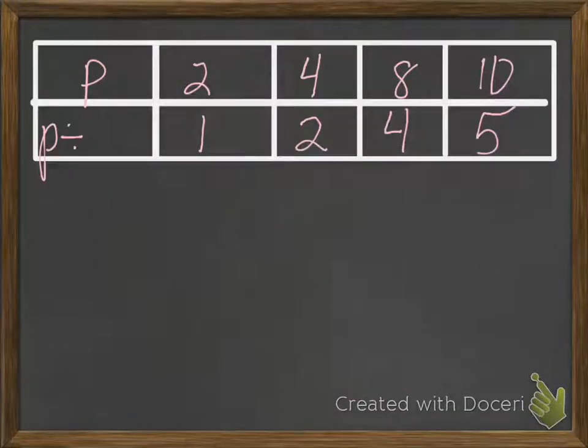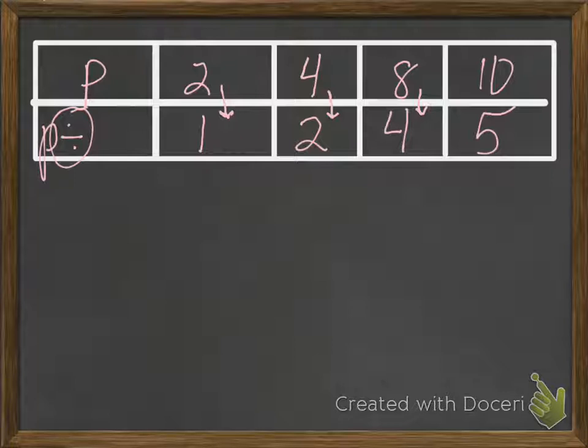On this one, I want to show you a chart that has division in it. We're dividing down here, so I need to figure out what I'm dividing by. 2 divided by what is 1? 4 divided by what is 2? 8 divided by what is 4?